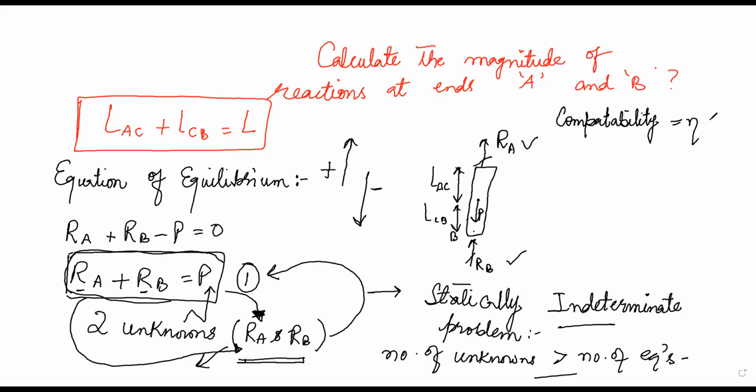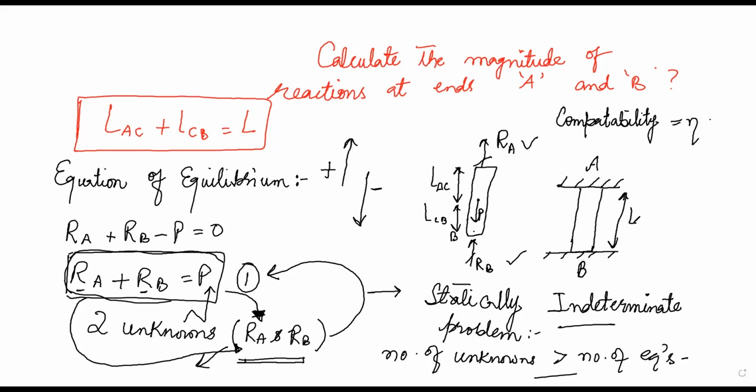The physics of the problem is very simple: we have a rod which is fixed at two ends. Fixed means it does not allow the motion. There is no rigid body motion in it. So we are having a rod which is fixed at both ends, at end A and at end B. The length of this rod is L.